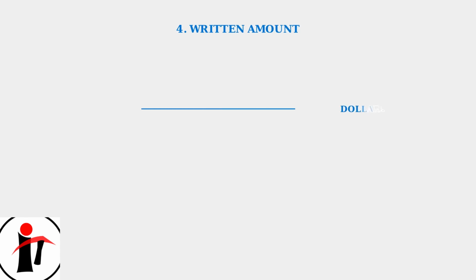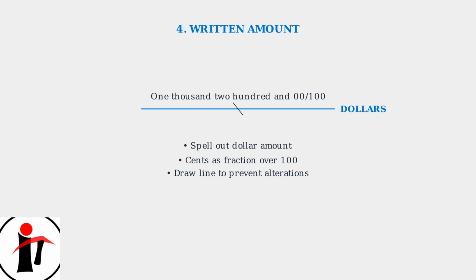Fourth, the written amount line spells out the dollar amount in words. Write cents as a fraction over 100, such as 75 over 100. Draw a line from the end of the written amount to "dollars" to prevent alterations.